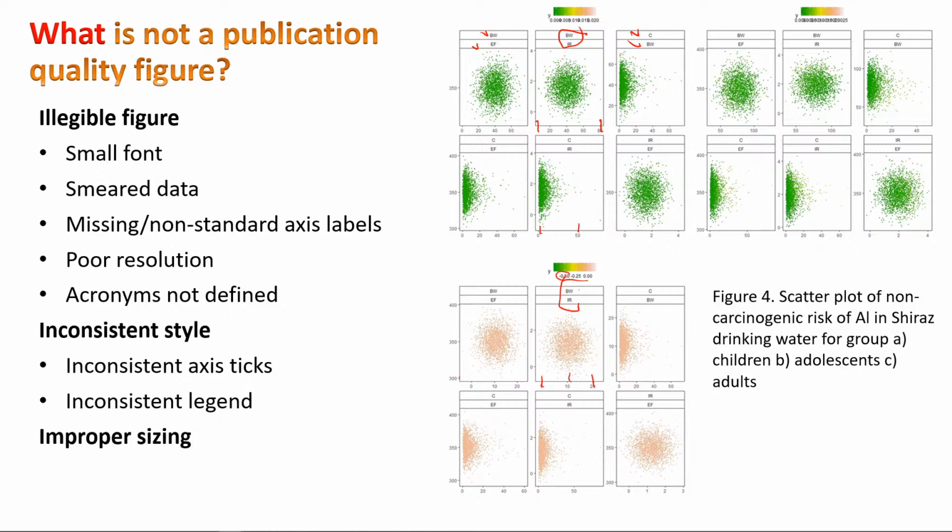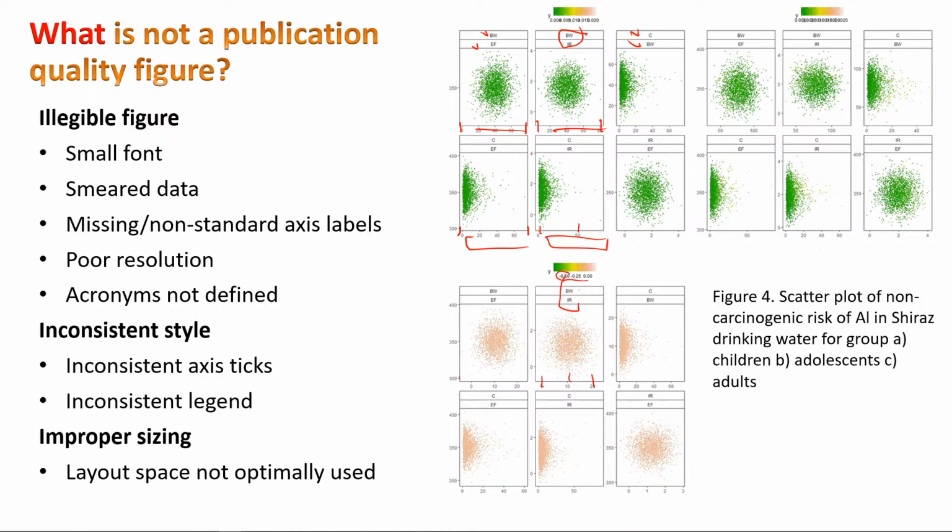What else? Improper sizing. Layout space is not optimally used, and I will show you about this because if you have consistent ticks and labels for this one, you wouldn't even need this one. You can just put it here. You wouldn't need this one. You can just put it here. Or you can design this figure differently in order to make the three groups.